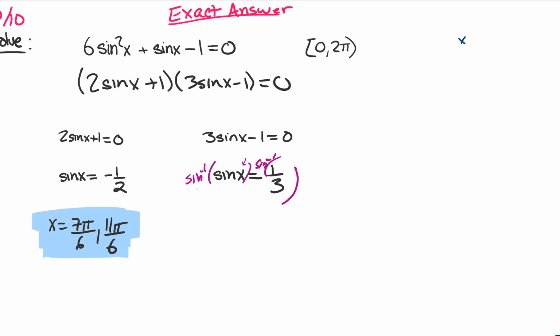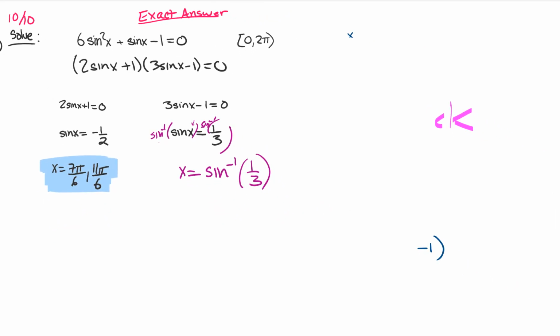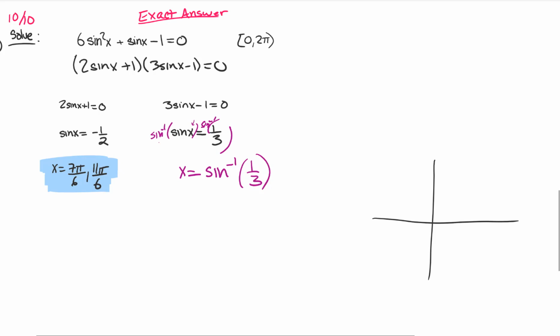And what that does, remember that sine inverse of sine is just equal to the input. So x is equal to sine inverse of 1/3. That's a reference angle. Sine inverse, isn't that a positive input? That's a positive input. So what that just did was put us in the first quadrant, saying our reference angle is equal to sine inverse of 1/3.